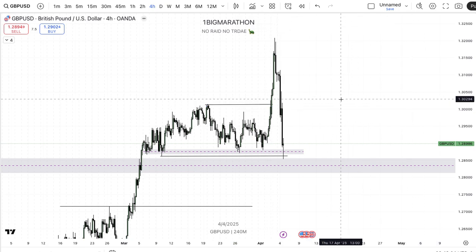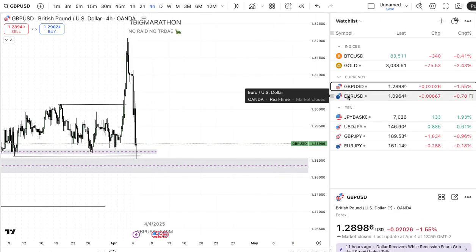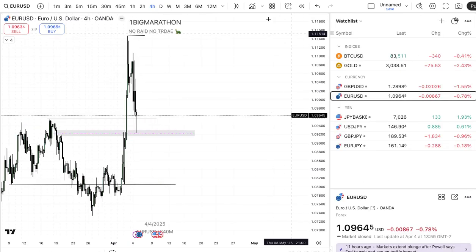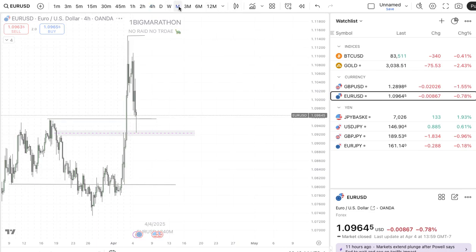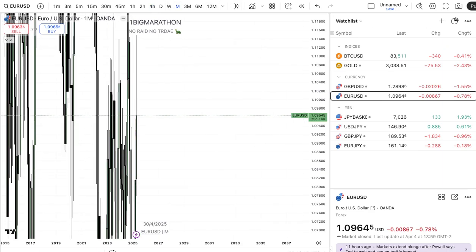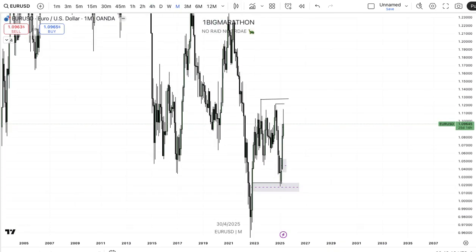Not wasting much time, this is what's happening with GBP USD, which is the exact opposite of what's happening with DXY. Let's go now to Euro USD. On Euro USD, we are going to go straight to the same 1 month time frame, and we are going to see the exact opposite of what happened with DXY.